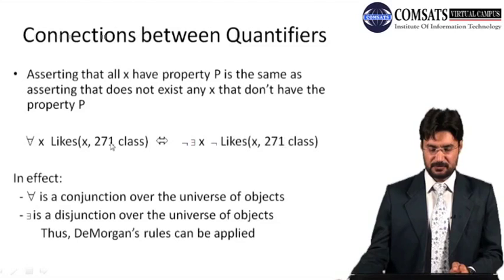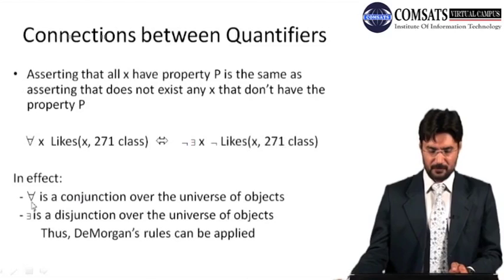But if we want to use existential, then we put not in it. In effect, for all is a conjunction over the universe of objects. There exists is a disjunction over the universe of objects. Thus, De Morgan rules can be applied.